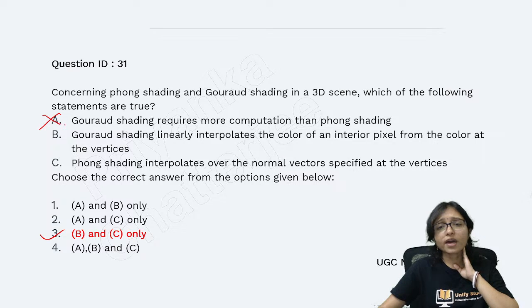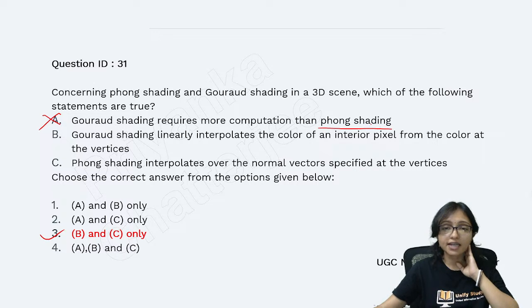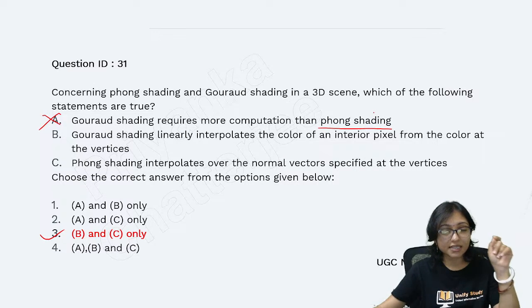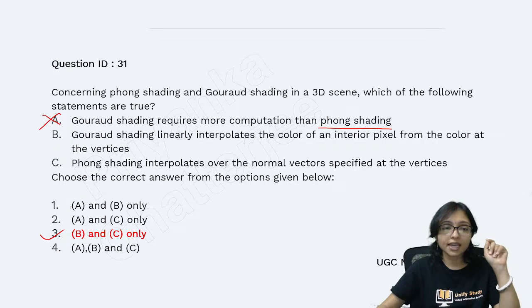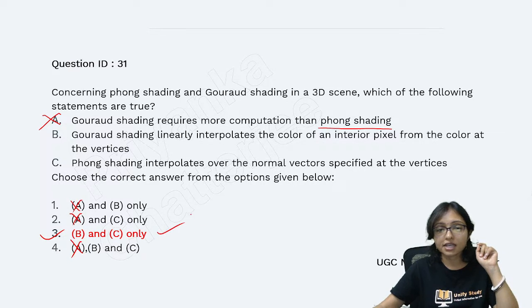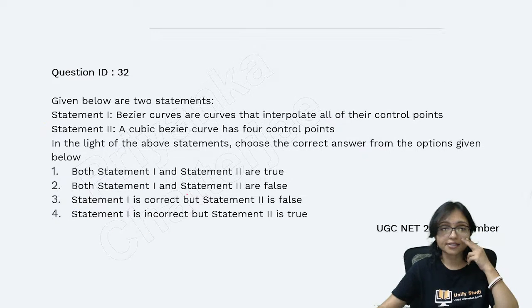Gouraud shading requires more computation. That is wrong, because Phong shading is giving you shiny and smooth surface and it is working on each pixel to pixel. That's why the time is more required for Phong shading. Option A is wrong. So by eliminating option A, you can get the answer. B and C is the correct answer.